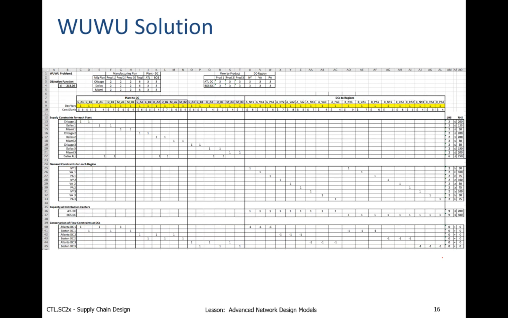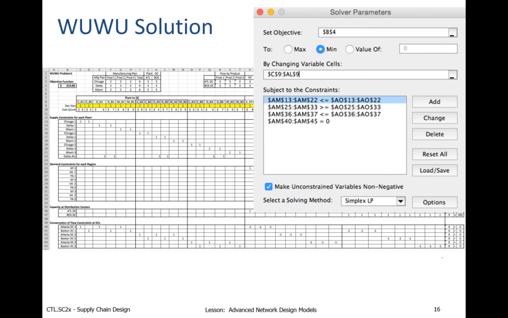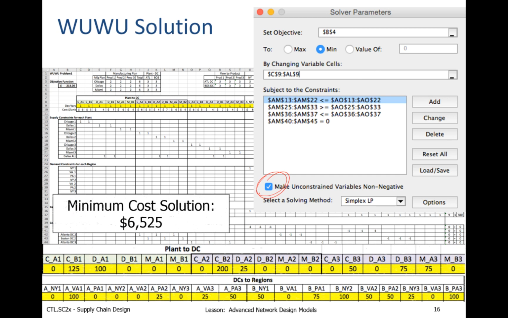Okay, so what's the solution? We know how to do this. I have my objective function. I put in my changing variables or my decision variables. I've entered in my constraints. I make sure it's simplex. Make sure the unconstrained variables are non-negative. And then I solve it. And you should get a solution of $6,525.